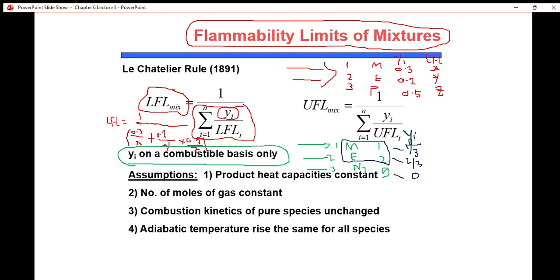This is very important to mention: Yi will always be based on the combustible fraction, or the combustible basis. It means that I calculate the number of moles, or the percentage of that component in the gaseous phase, for the combustible material only.